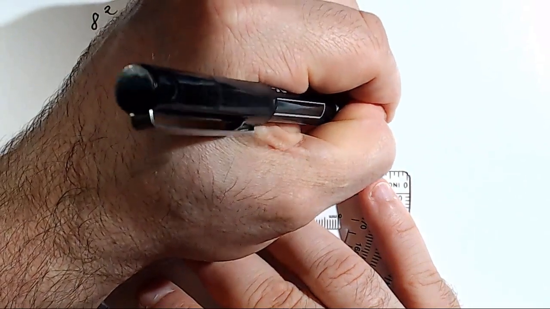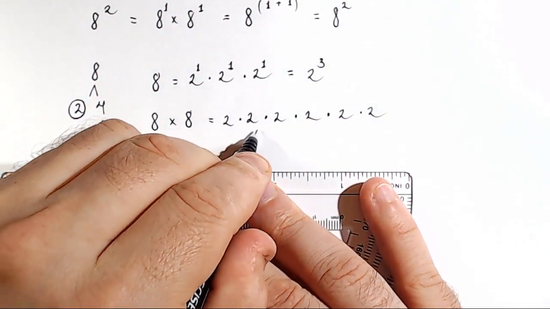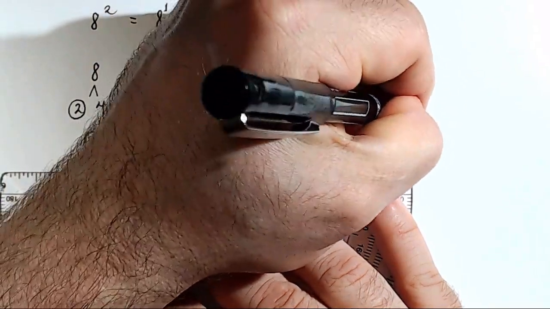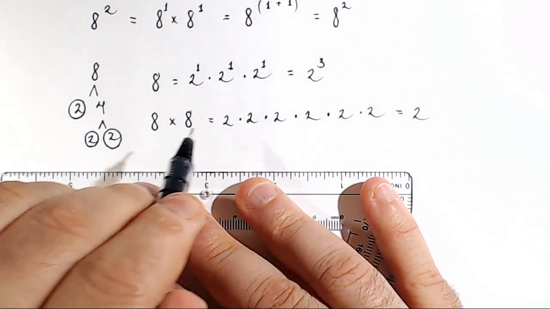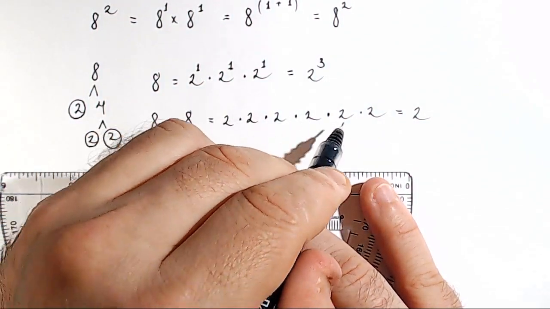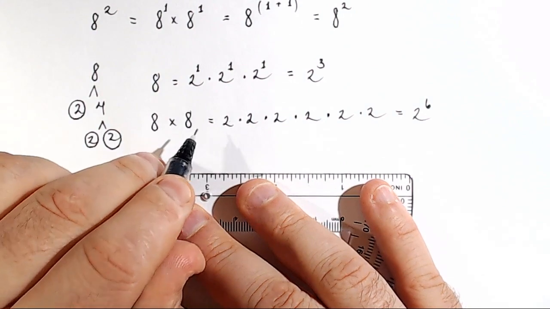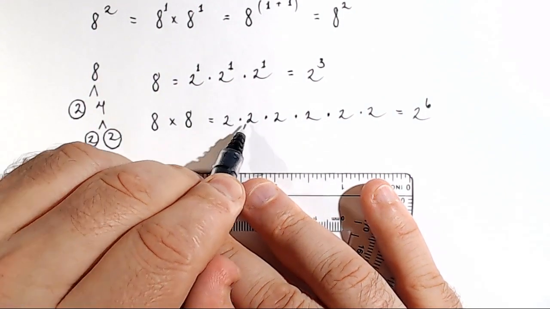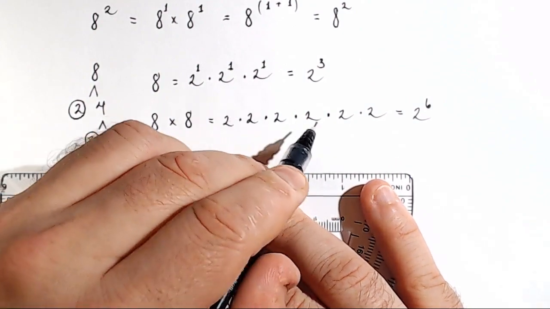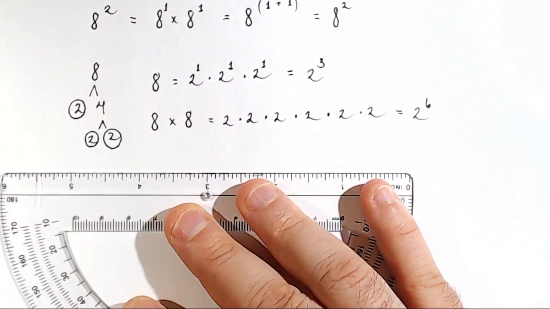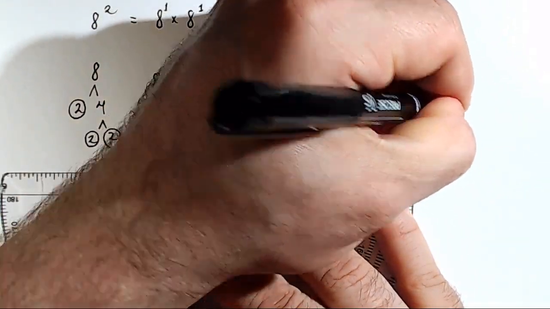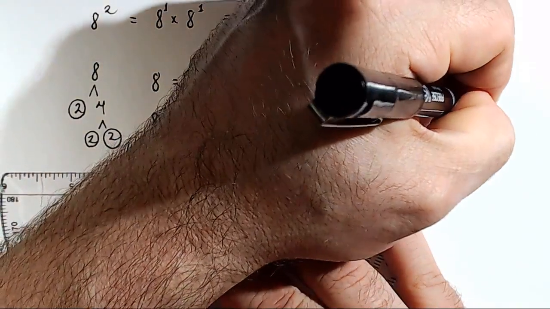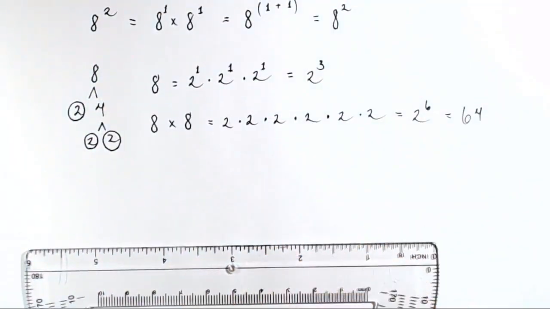Okay, and remember, each one of these has a 1 as the unwritten exponent, and there are 6 of them. So we rewrite the base of 2 and whatever number of them that there are, 1, 2, 3, 4, 5, 6. So 2 to the 6th power is equal to 8 times 8. All right, so let's do this. 2 times 2 is 4, times 2 is 8, times 2 is 16, times 2 is 32, times 2 is 64. So 8 times 8 equals 2 raised to the 6th power, and 8 times 8 and 2 to the 6th power equal 64.